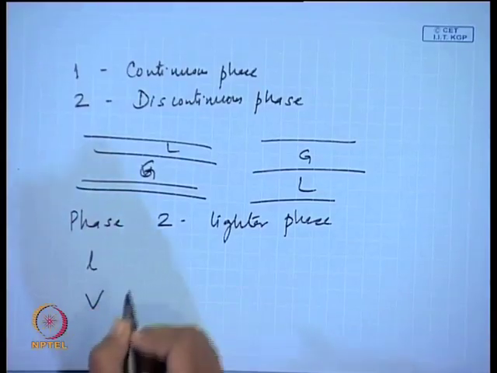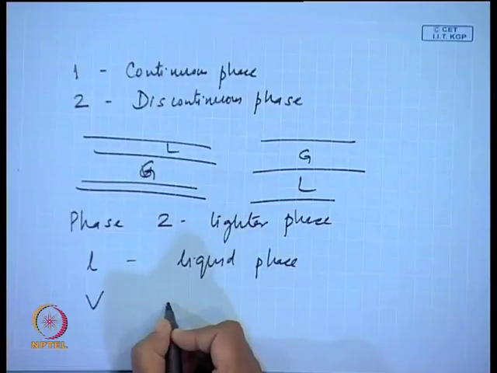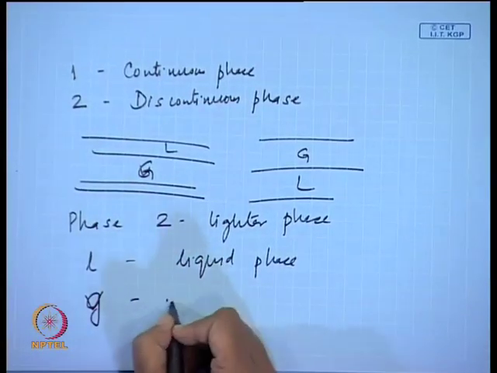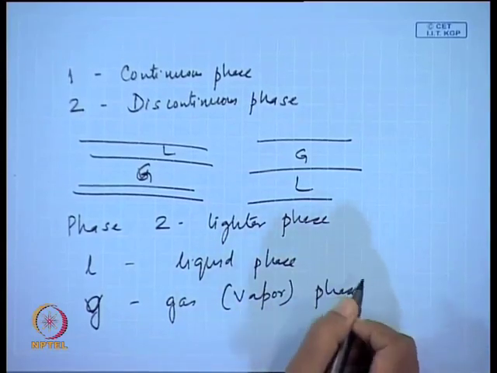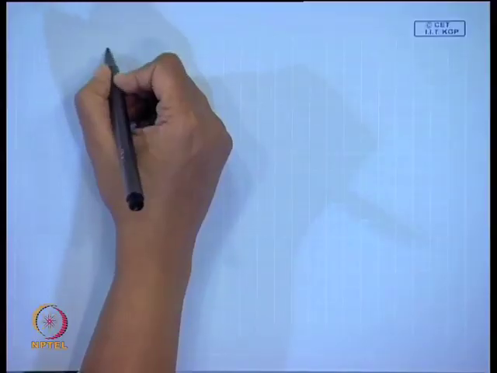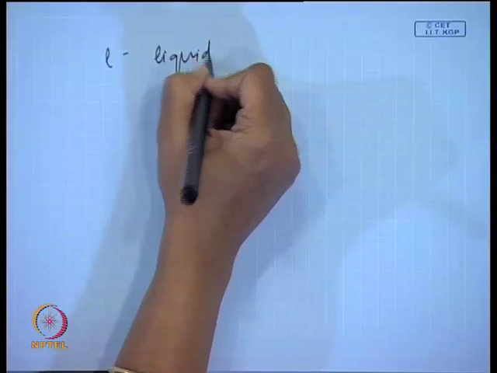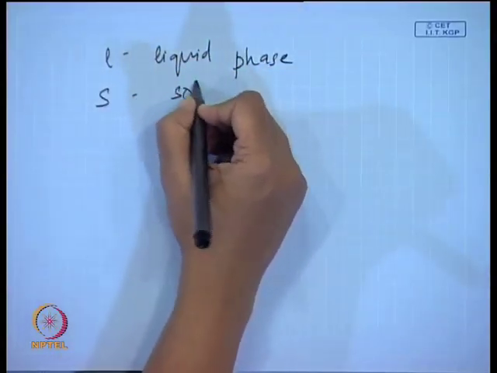Now, you will find in several books that the usual conventions are, instead of 1, 2, under certain circumstances we would also like to denote it as LG, where L refers to the liquid phase and G refers to the gas phase or the vapor phase. And we also have things like LS, where L refers to the liquid phase and S refers to the solid phase.